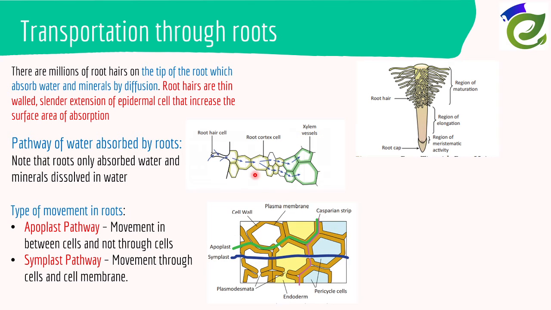So how does this water go through these root cells? There are two types of movement here: the apoplast pathway and the symplast pathway. In the apoplast pathway, water goes in between the spaces of the cell walls and won't go through the cell, while the symplast pathway goes through the cell. As you can see, the small gaps in between the cell walls. So there are two types of movement through which water is transported in this manner.